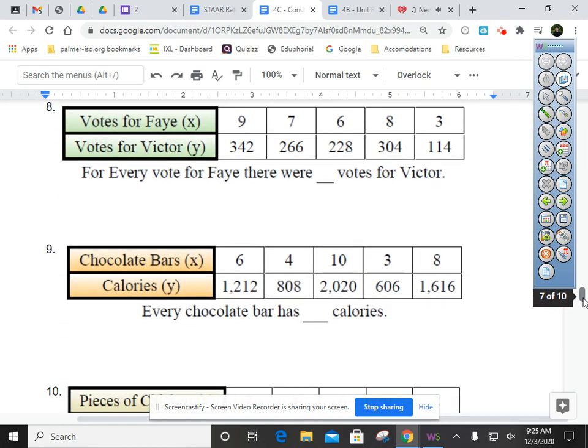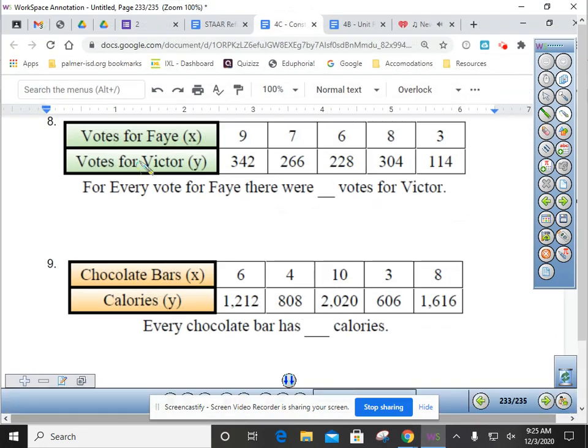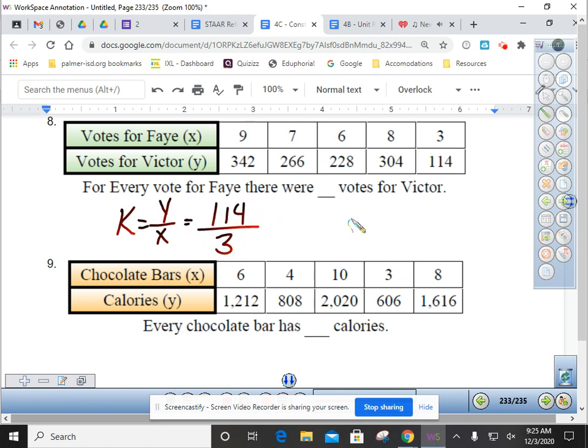Number 8, votes for Faye, votes for Victor. We're looking for the constant. K equals y divided by x. Again, you can use whatever set of numbers you want. I'm going to try to use the smallest. What do y'all want to use? 3 over 114. So what's y? 114. What's x? 3. Simply write it down and divide. You just gotta do the work and not be lazy. 38. Everybody get 38? Yes, ma'am.